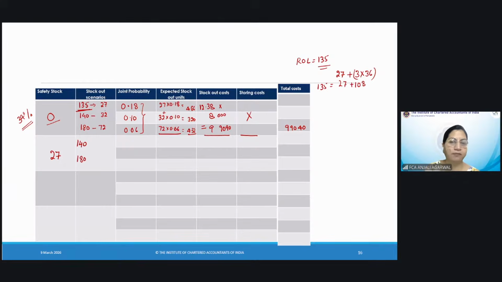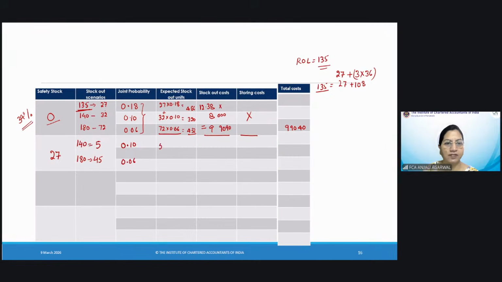And if the reorder level is 135, but the scenario happens of 140, then you are stock out by only 5 units. But if the consumption is 180 in this period, you are stock out by 45 units. This has a probability of 0.10 and this has a probability of 0.06.